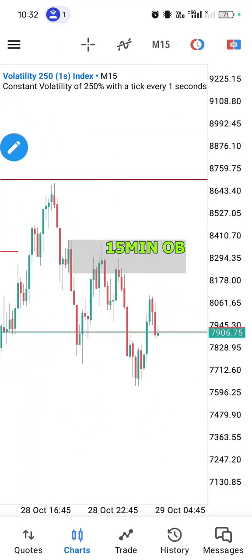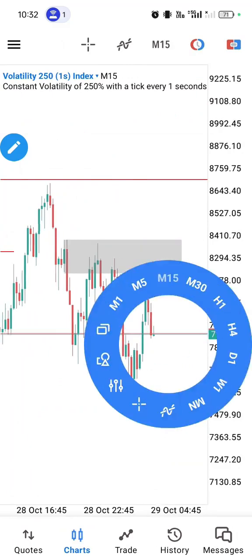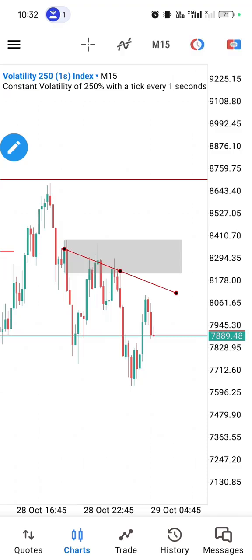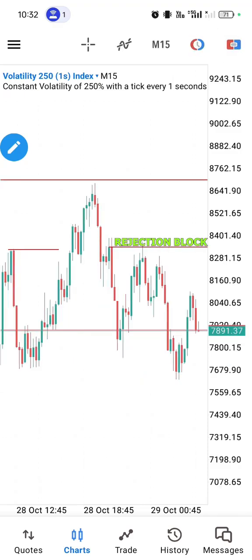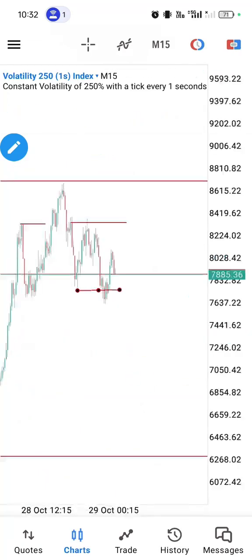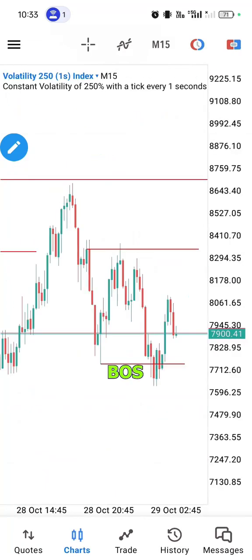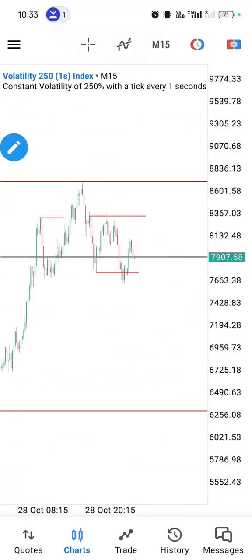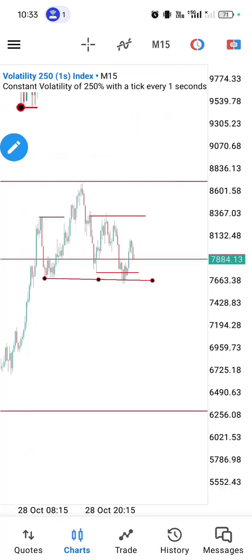Now price respected the 15-minute order block. This is within our reversal, and it respected the 15-minute rejection block, dropped down to give us a break of structure. Now after it gave us a break of structure, there is that low on our left and price wiped.